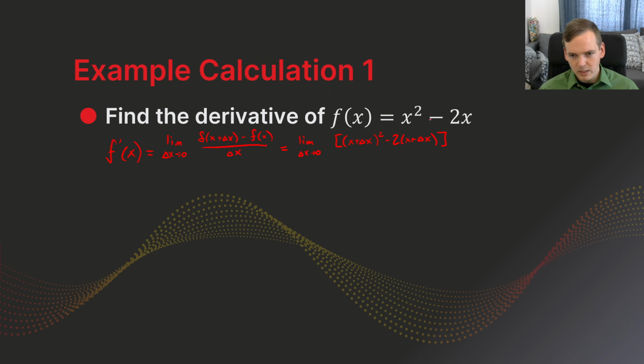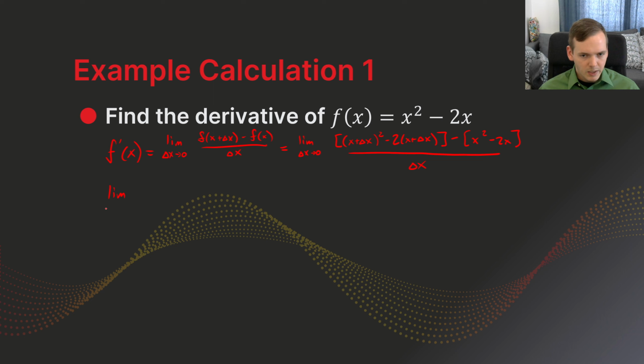You can see that all I did was I took everywhere that there was an x in f of x and I replaced it with x plus delta x. Then I'm going to subtract the function unmodified, x squared minus 2x. And then this all gets divided by delta x.